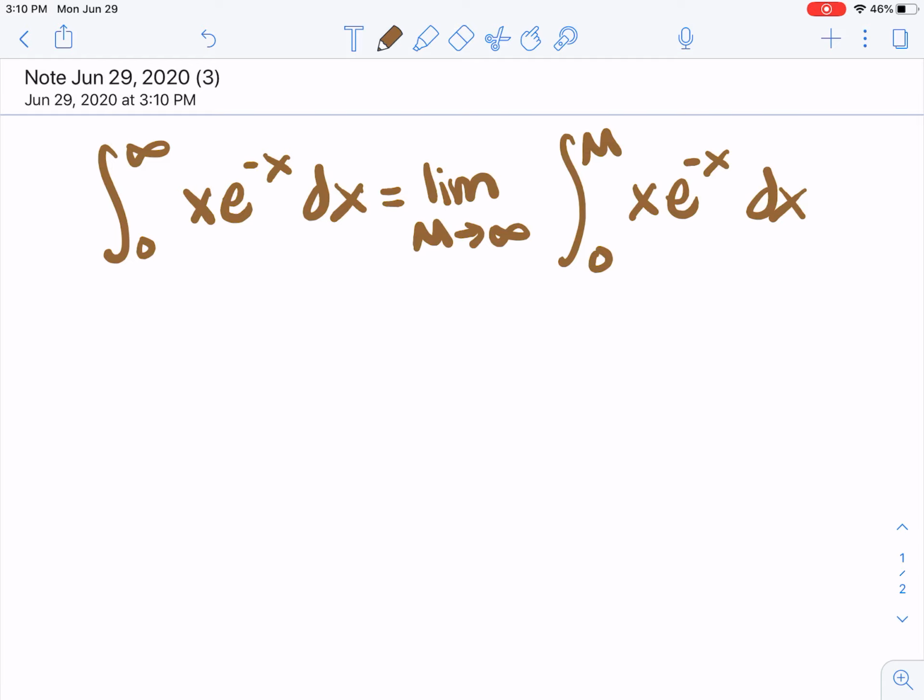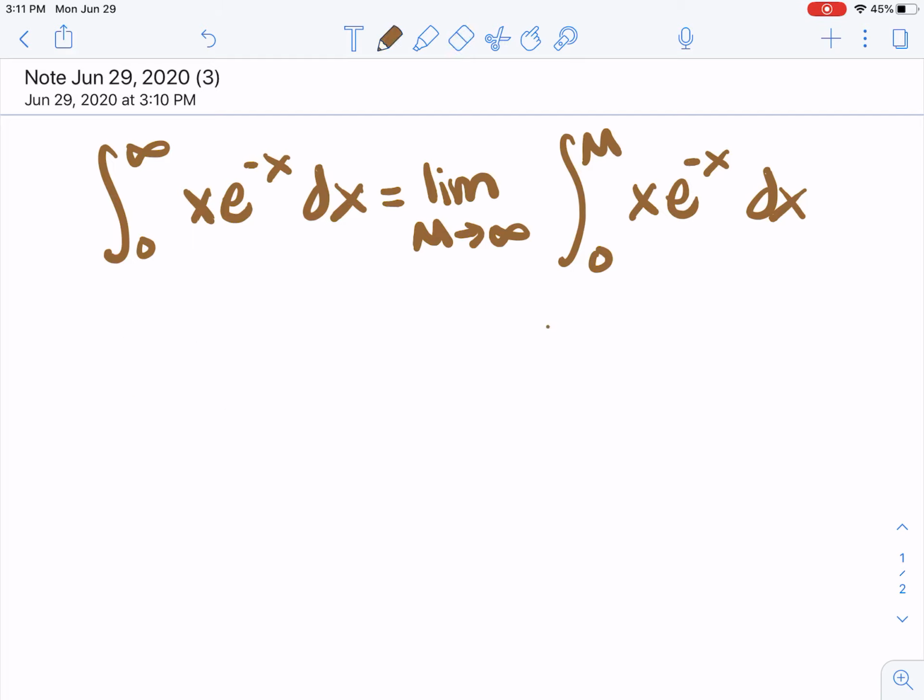This thing here, who knows what it means? It's some infinite area, which is strange. But this thing here is just some finite area which we're comfortable with. So we define the problem in terms of that, and then we take the limit. So this is going to be the limit as m goes to infinity of, you know what? Got ahead of myself. Let's think about this integral.